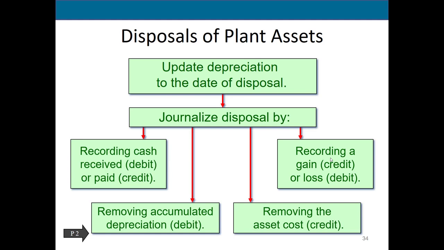So if your plug number is going to be a credit, it's a gain. If it's a debit, it's a loss, and you're done. You've disposed of it. And that's exactly how we work it. That is the prime example of backing into a number.